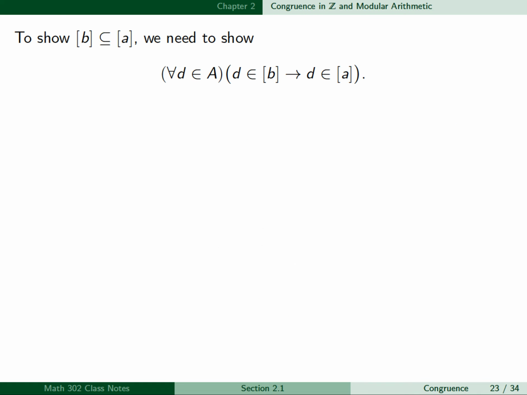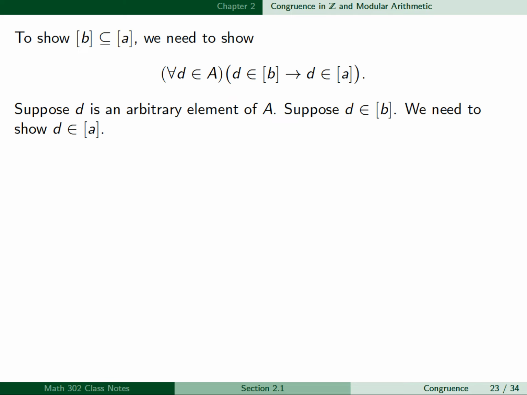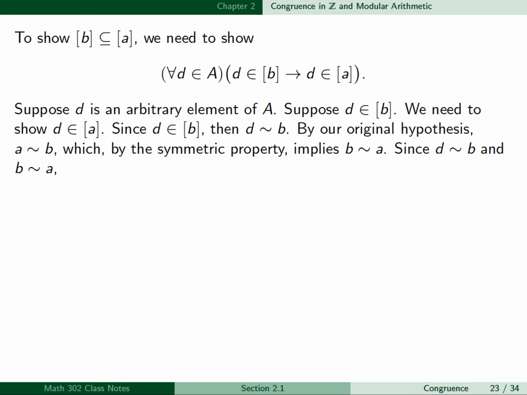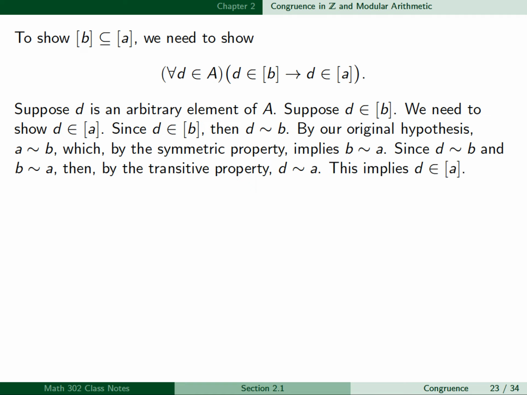Now to show the opposite inclusion, the class of B is a subset of the class of A, we need to show for all D in A, D is in the class of B implies D is in the class of A. So we'll suppose that D is an arbitrary element of A. We'll suppose D is in the class of B, and we need to show that D is in the class of A. And since D is in the class of B, then D is related to B. And by our original hypothesis, A is related to B, which by the symmetric property implies B is related to A. Then, since D is related to B and B is related to A, by the transitive property, D is related to A. And this implies that D is in the class of A.